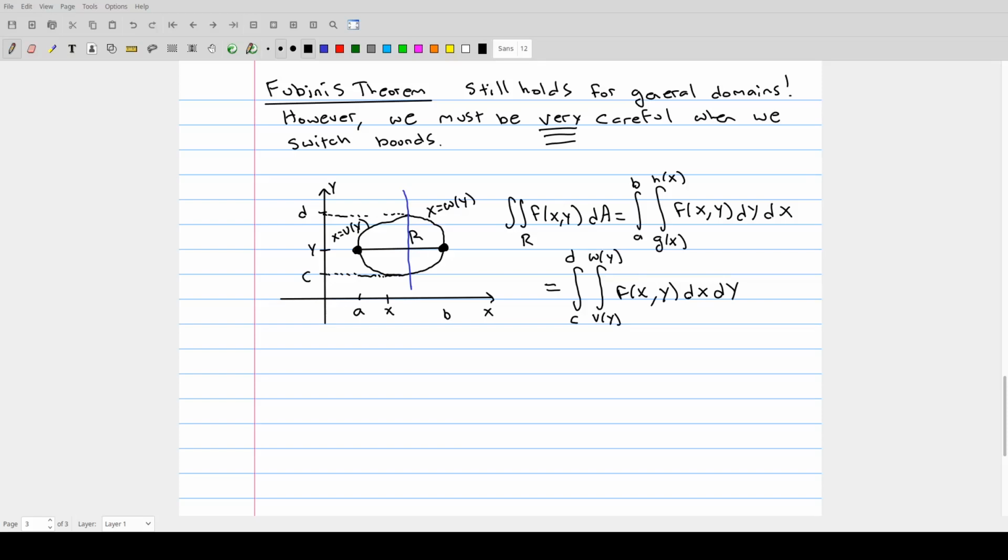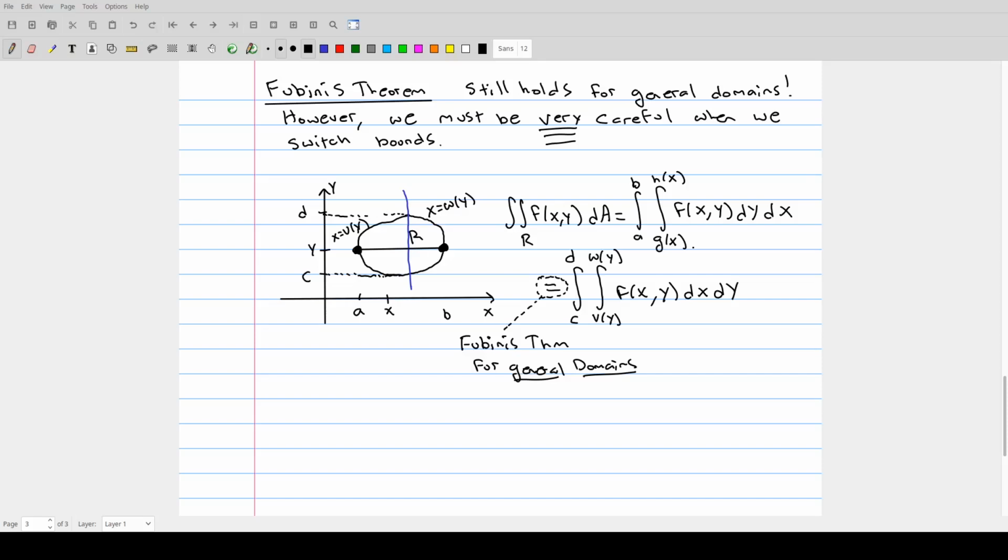And this is the correct way of doing Fubini's theorem. Fubini's theorem for a general domain says that the value of the integral in the order dy dx is the same as the value of the integral in the order dx dy, but you have to be careful with how you figure out these new functions w of y and v of y. So Fubini's theorem for general domains says that these two values are equal to one another.